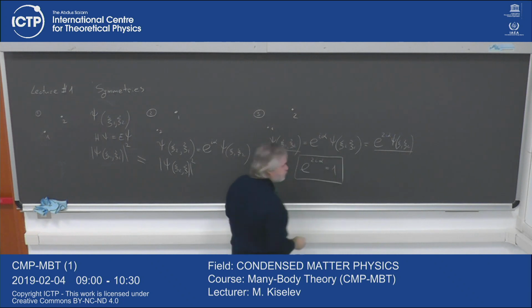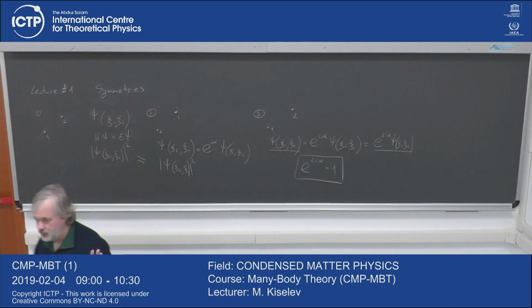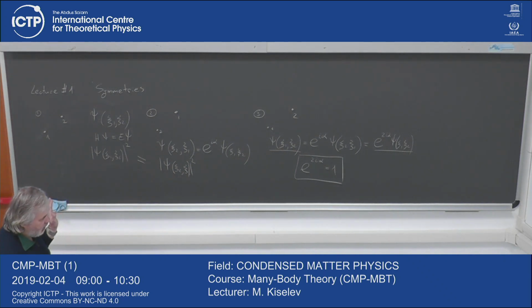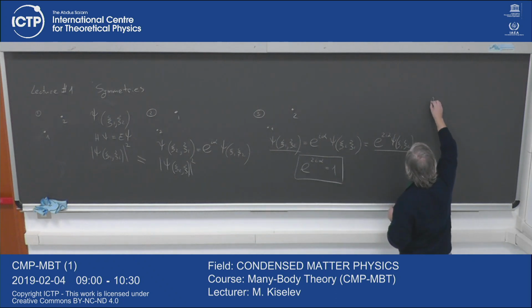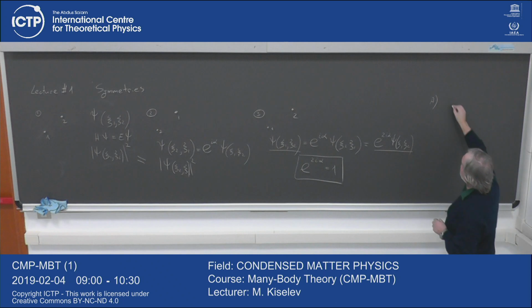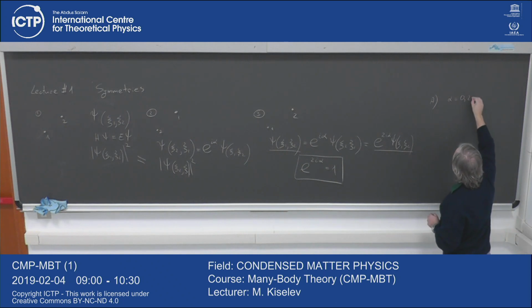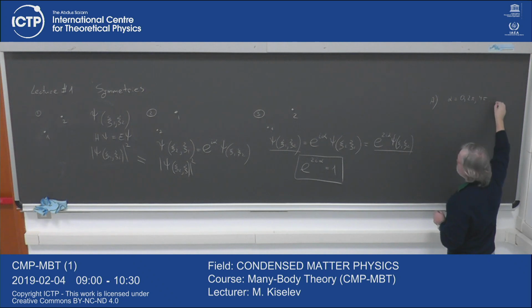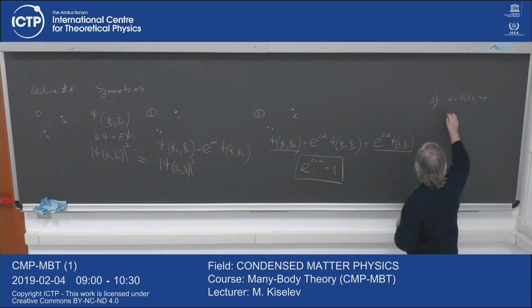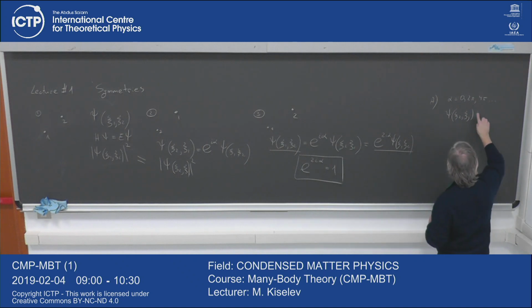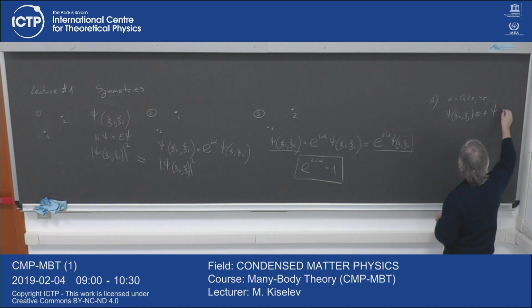Again, no interaction, no topology is involved in this derivation, and this very simple equation has two sorts of solutions. So solution number A is when alpha is equal to 0, 2 pi, 4 pi, and so on and so forth. If we look at that line, we will get that for this solution, psi(ξ2, ξ1) is equal to plus psi(ξ1, ξ2).